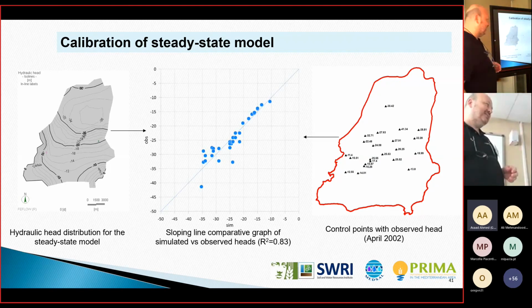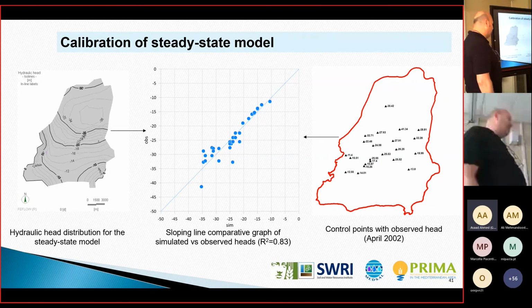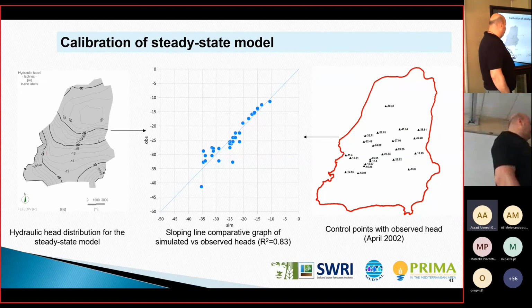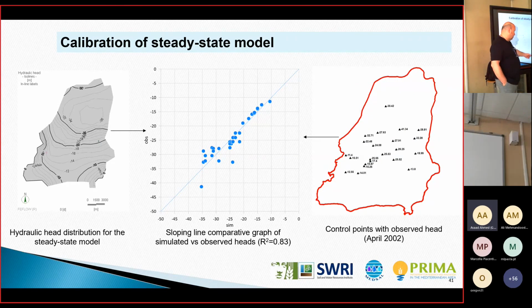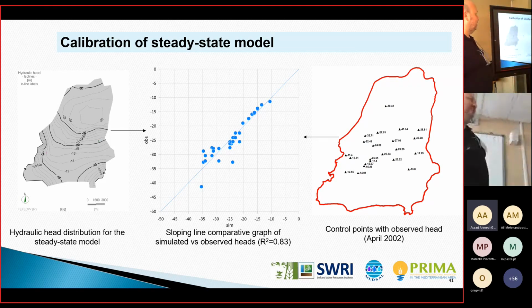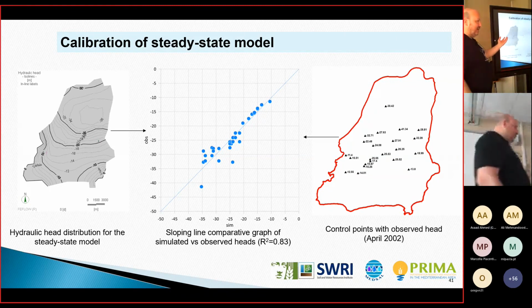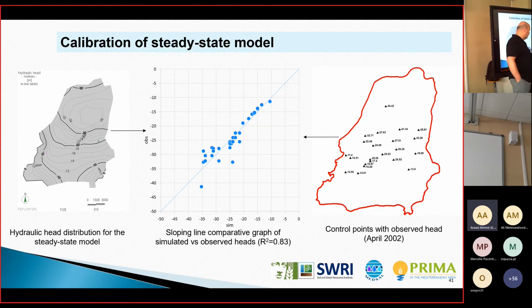One way that speeds up the model calibration is to create this sloping line comparative graph that we have, with the simulated hydraulic head on one axis and the observations on the other. If we see that these points are close to this line, this means that the model is calibrated and is sufficient. If the points deviate from the line, it means that we have to calibrate the model more and more effort is needed. Okay, apart from just seeing the results, we usually use some statistical criteria.